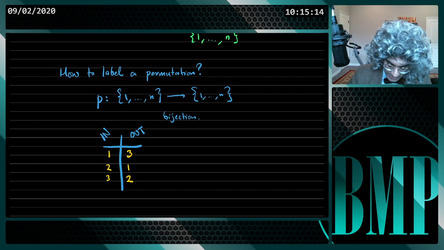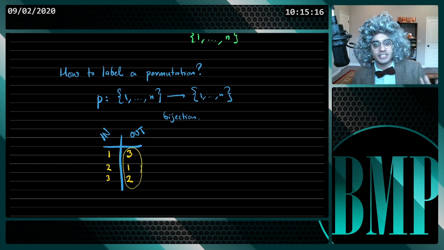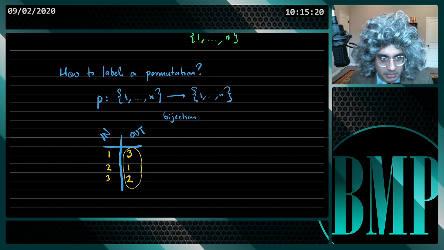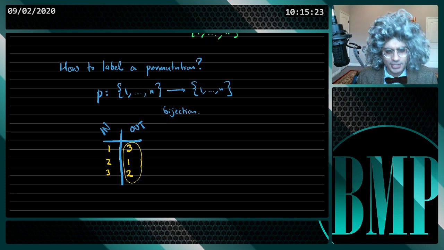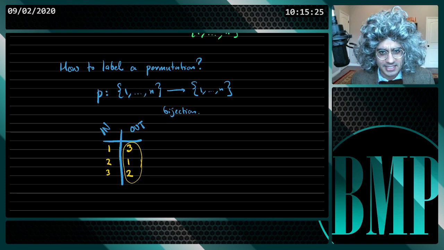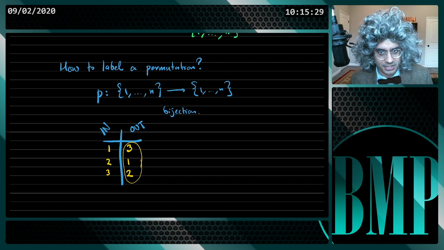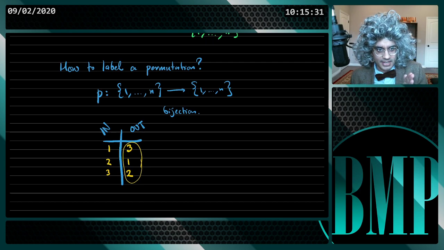Notice that this is a bijection. I used every single element. And so that's how you know it's a bijection. Okay, so this is one very clumsy way to label every bijection. You put the inputs and then stick the outputs as a column of numbers.